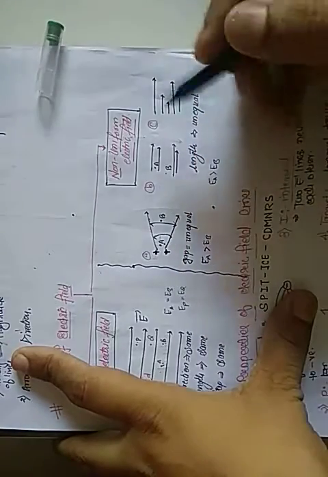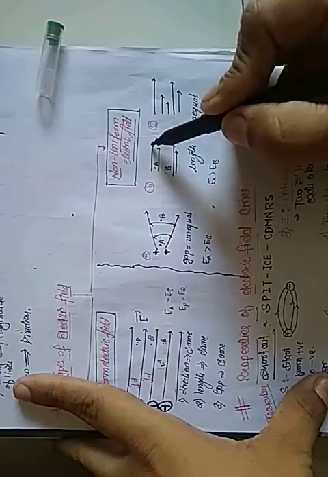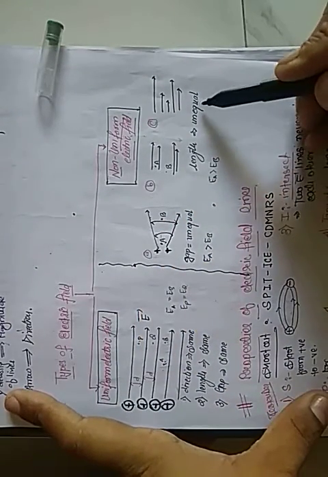Okay, now for non-uniform field, the second one is the length. For the first field, the length is maximum. For second, it is minimum. For third one, it is again maximum, then minimum. Minimum means length is not equal. Here length is same, here length is unequal, here length is also unequal. So this is the non-uniform electric field. In non-uniform electric field, the gap between the two field lines is also unequal.